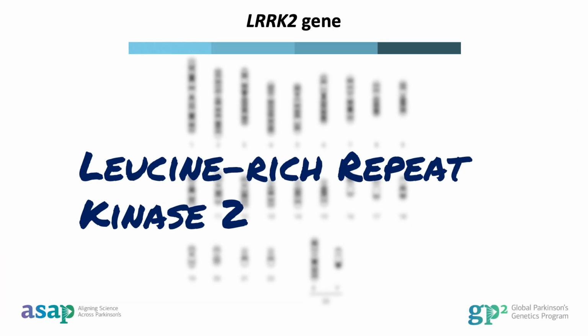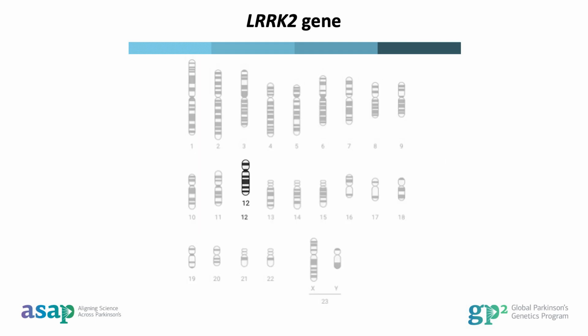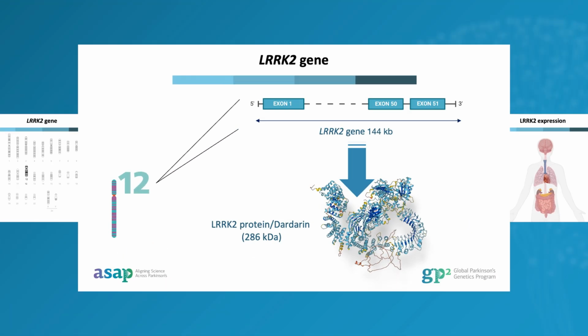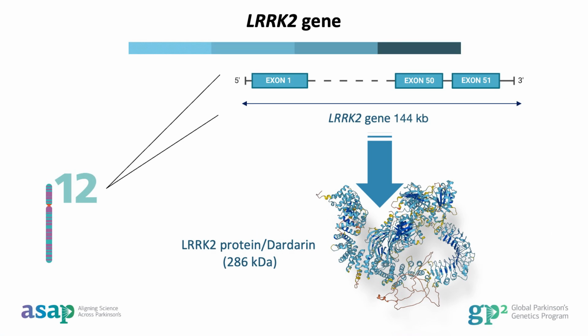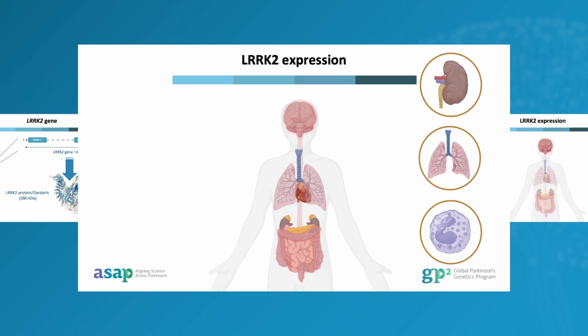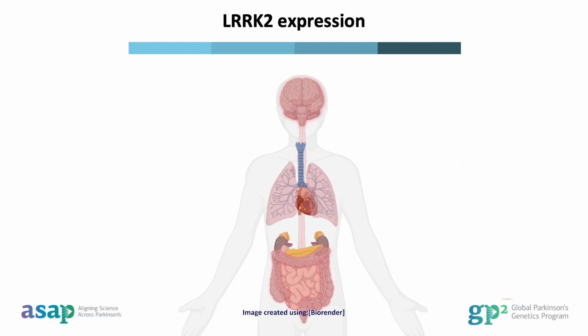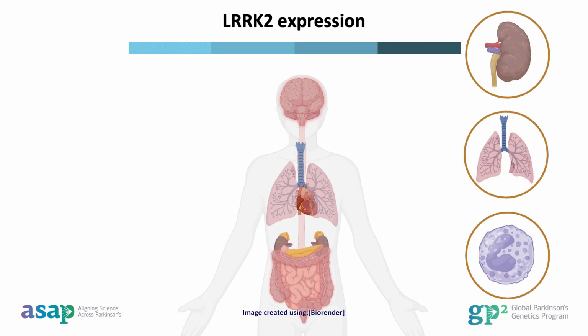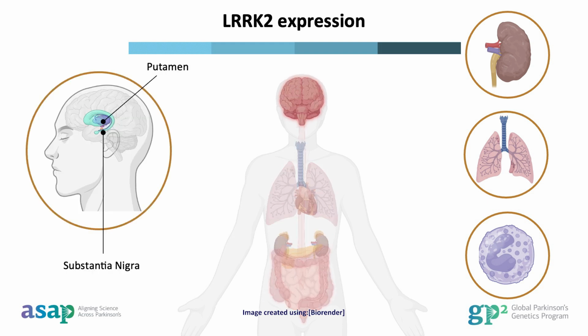LRRK2 stands for leucine-rich repeat kinase 2 and is a gene located on chromosome 12. It comprises 51 exons with a total size of 144 kilobases. This gene encodes a large protein called LRRK2, also known as dardarin, with a size of 286 kilodalton. The LRRK2 protein is expressed throughout the body, with the highest levels found in the kidney, lung, and immune cells, and a modest expression observed in the brain.